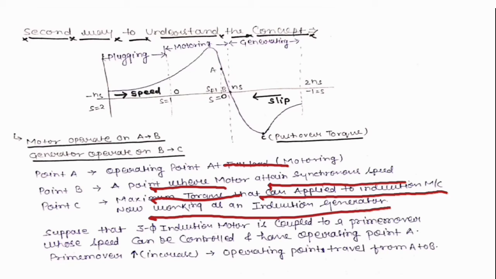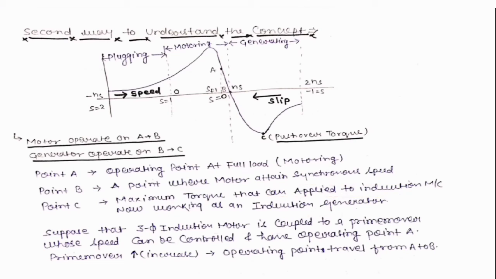So here we talk about what happens. Suppose a three-phase induction motor is coupled to a prime mover whose speed can be controlled, and it has operating point A. What does that mean? If some full load is connected here, then in the case of the motor we get the slip, which is called the full load slip.